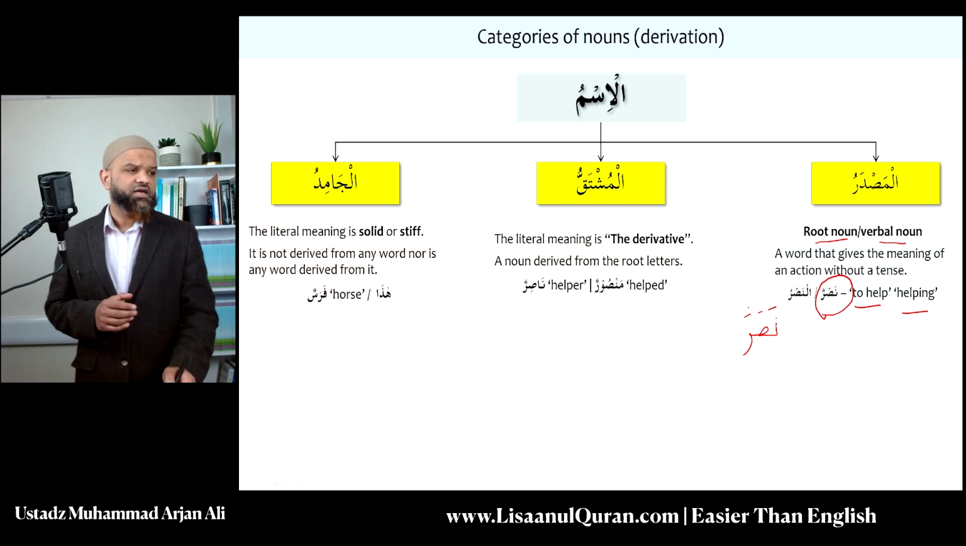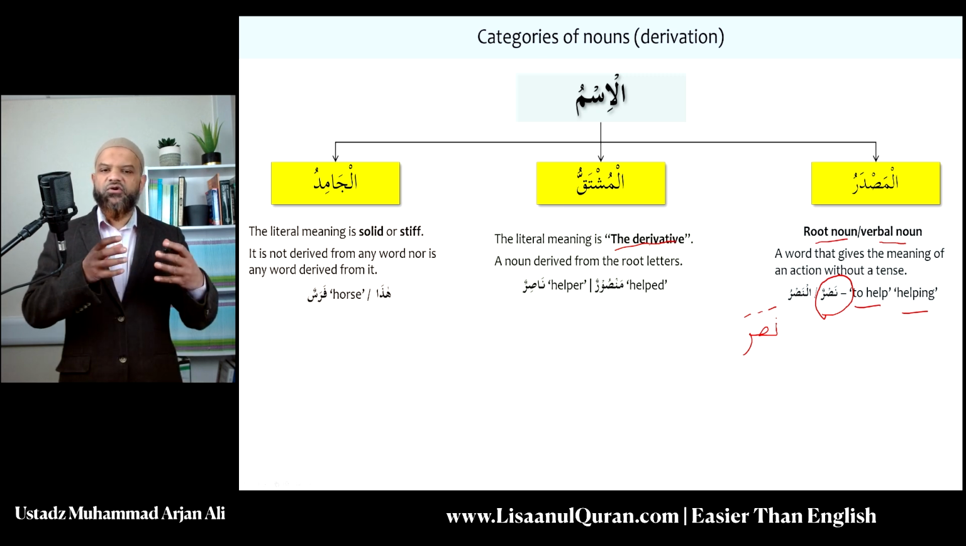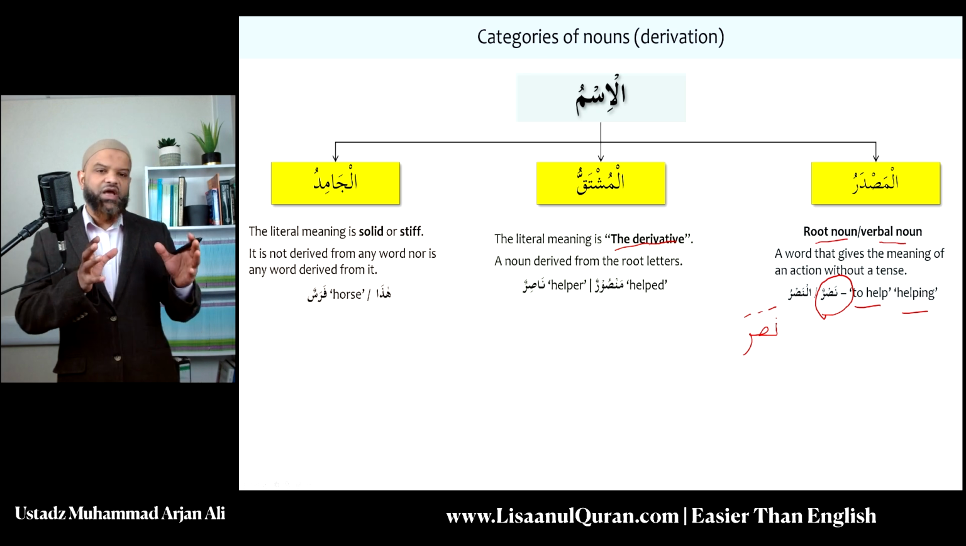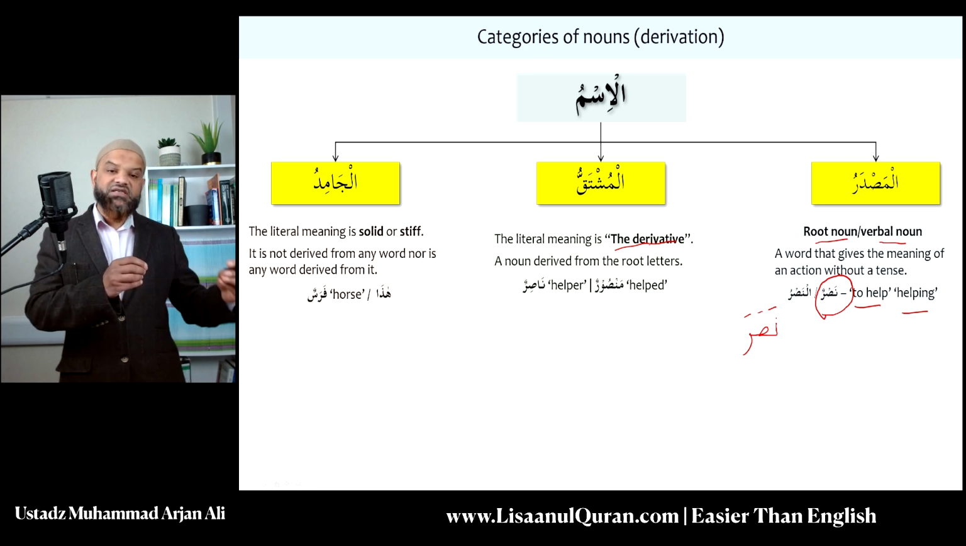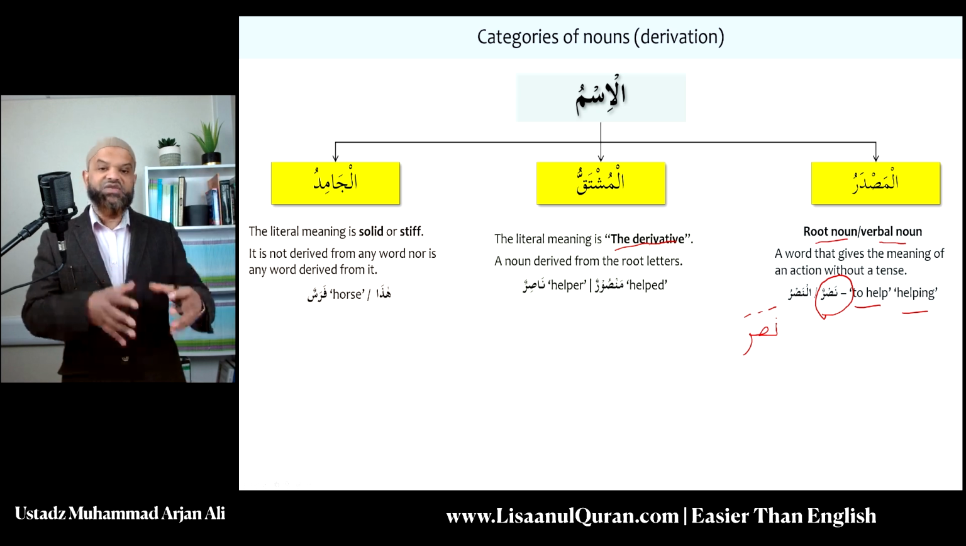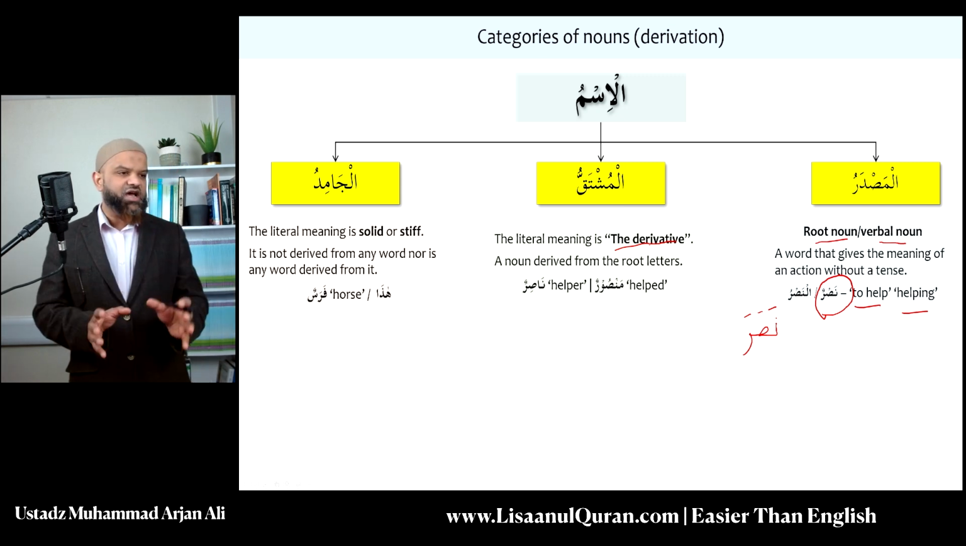The next category is called the derivative, al-mushtaq. Al-mushtaq is basically a word that is derived from three root letters, or four or five in some cases. So it is a word that has been derived from the same three root letters from which we derived the verbs. This is a derived noun, and this is the subject of today's lesson: derived nouns.